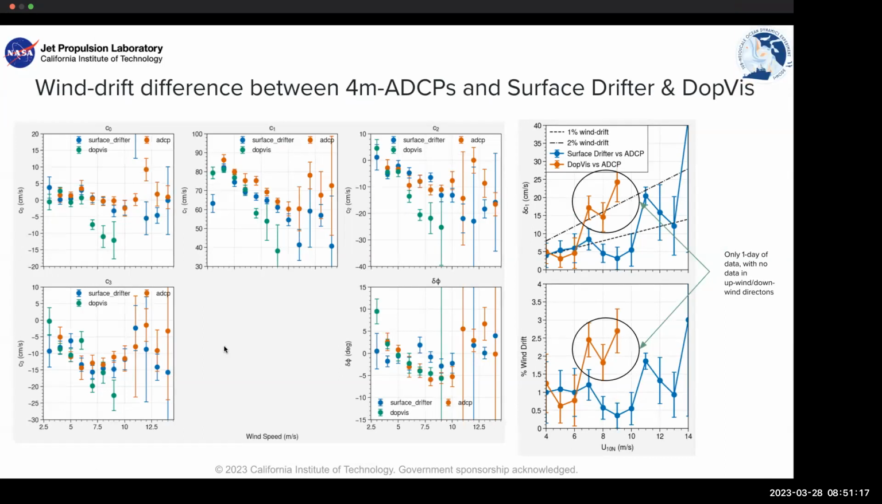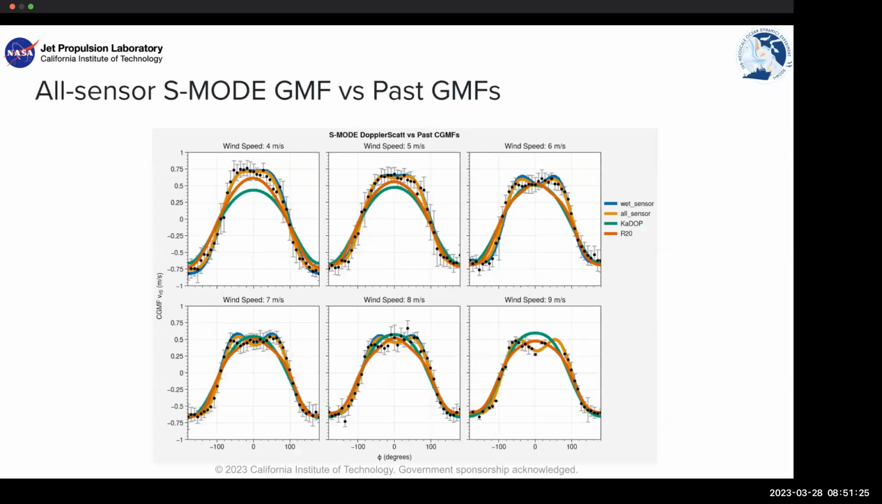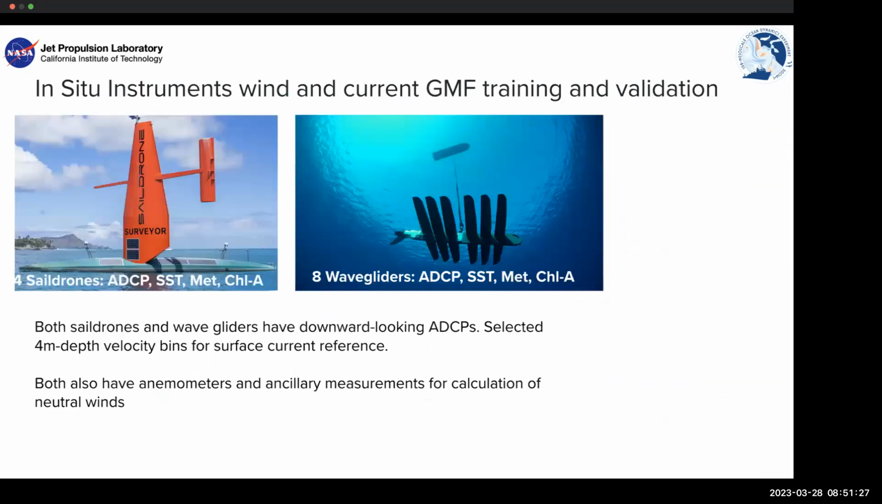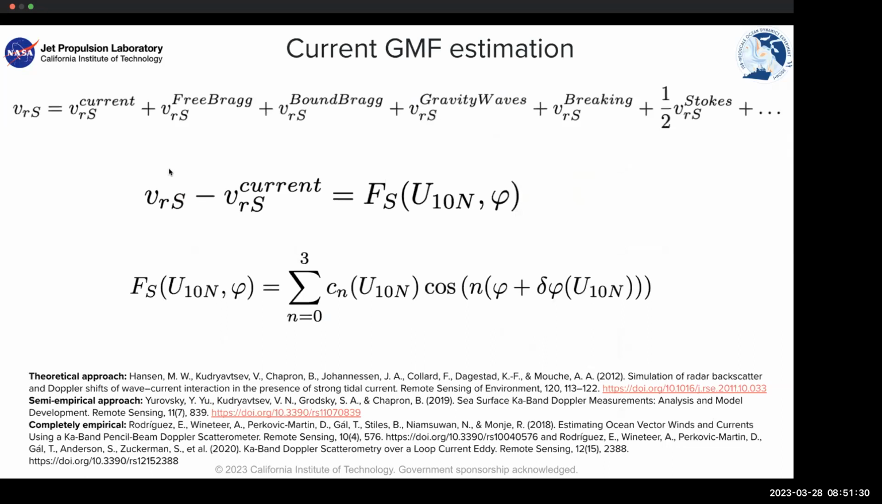I can ask it. So on one of your earlier slides, the title on it was current GMF estimation, and you listed a whole bunch of factors impacting the surface current measurements. I was wondering, are all of those factors you listed currently accounted for in the Doppler scat data when you're getting the surface current estimates, or are those factors that you need to include in the future?